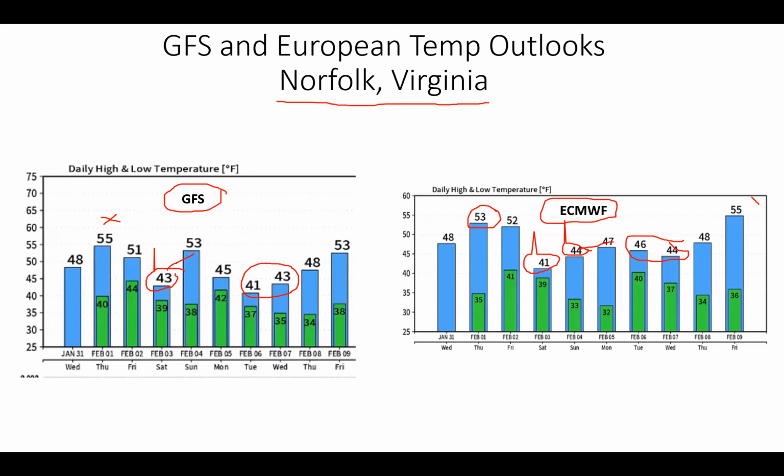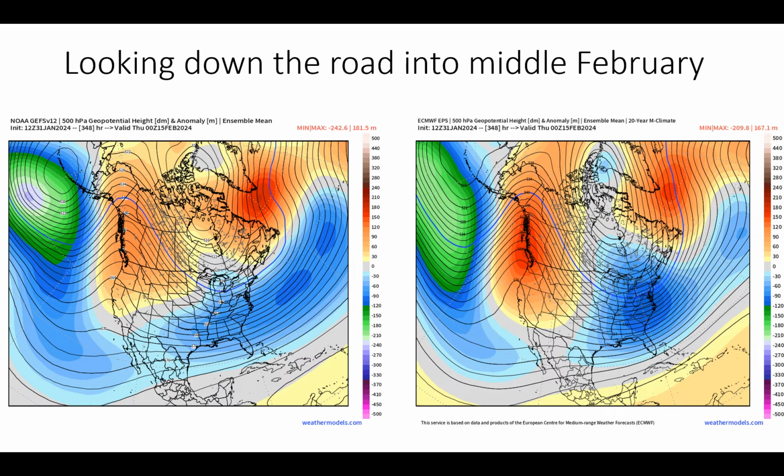We do anticipate there will be a milder trend in temperatures beginning next Friday, the 9th of February, and working into the Super Bowl weekend, the 10th and 11th of February. It's going to be a temporary mild time period. Looking down the road now a little bit further into the middle portion of February.